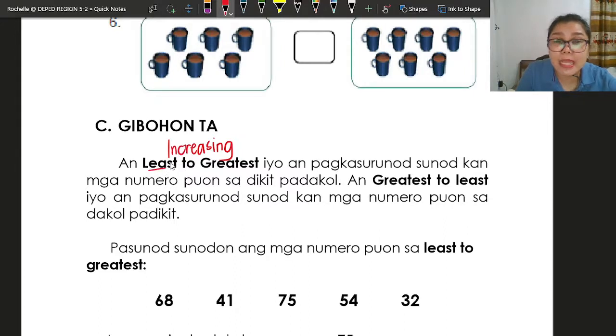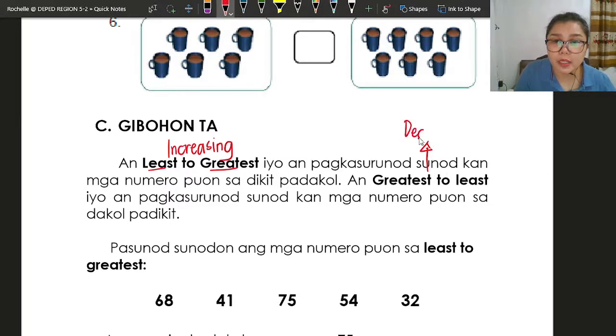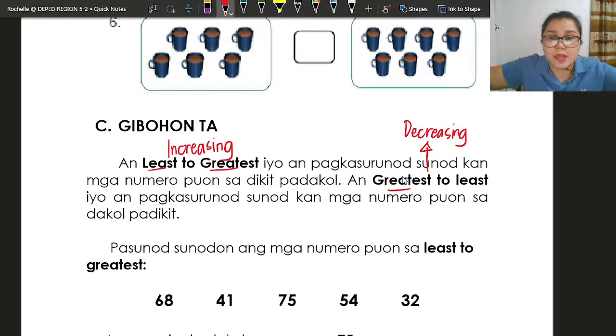Pag sinabing least, pinakamaliit, pinakamababa, and then greatest, pinakamalaki. So, this is following the increasing order. Next one, ang greatest to least, iyo ang pagkasunod-sunod kan mga numero poon sa dakol padikit. So, opposite. So, ito yung sinasabi kaninang vice versa, yung the other way around. So, this is following the decreasing order. Pabaliktad naman. From greatest hanggang sa least. So, parang nag-shrink. So, that is what it means.